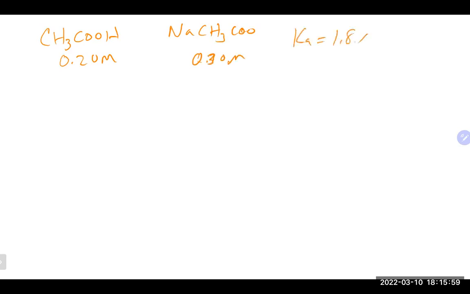So if we look at the problem we just did, we had basically acetic acid that was 0.2 molar. We had sodium acetate, which was 0.3 molar. And we had the Ka value, which was 1.8 times 10 to the minus 5. So as soon as you see that you have both of these together, you should recognize that they are related to each other: acetic acid and acetate, an acid and its conjugate base.